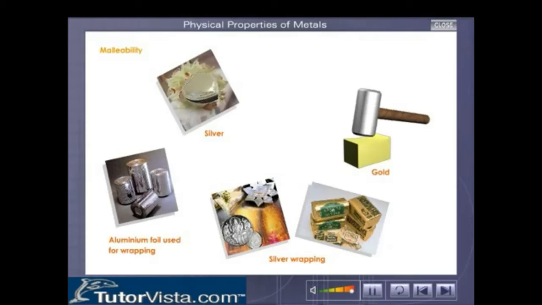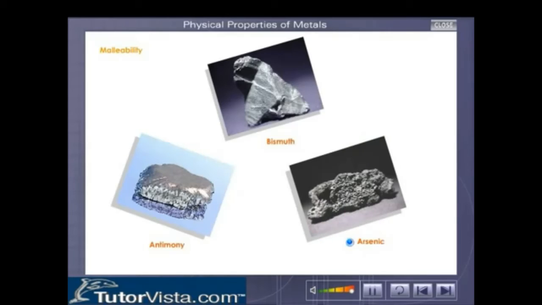Malleability. Metals are malleable. This means that they can be converted into sheets or foils by hammering. Gold is the most malleable metal. You must have seen the thin foils of silver which are used for decorating sweets. Aluminium foil is used for wrapping eatables like chocolates. However, arsenic, antimony, and bismuth are brittle and are exceptions. They get powdered on hammering.